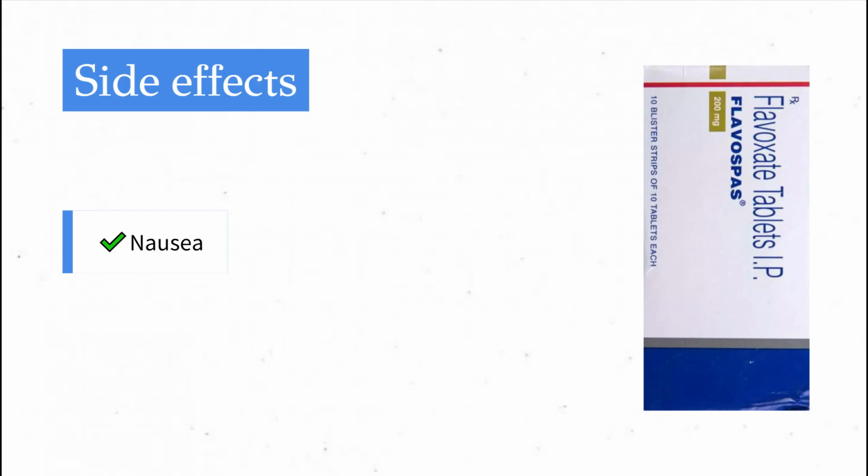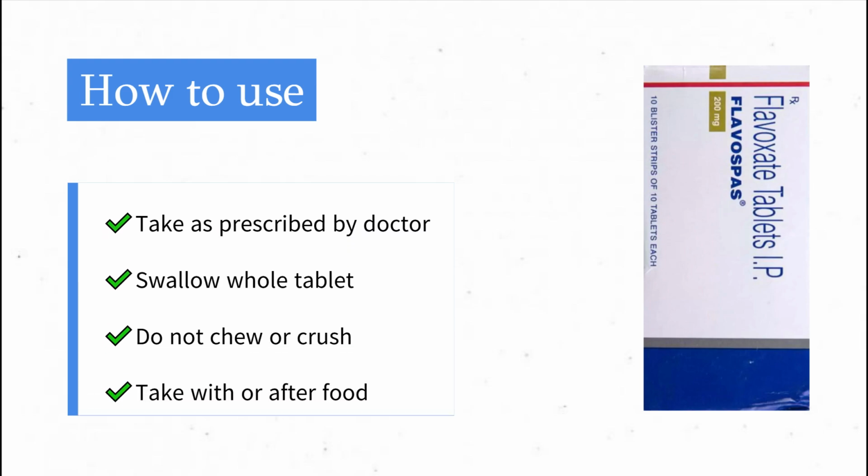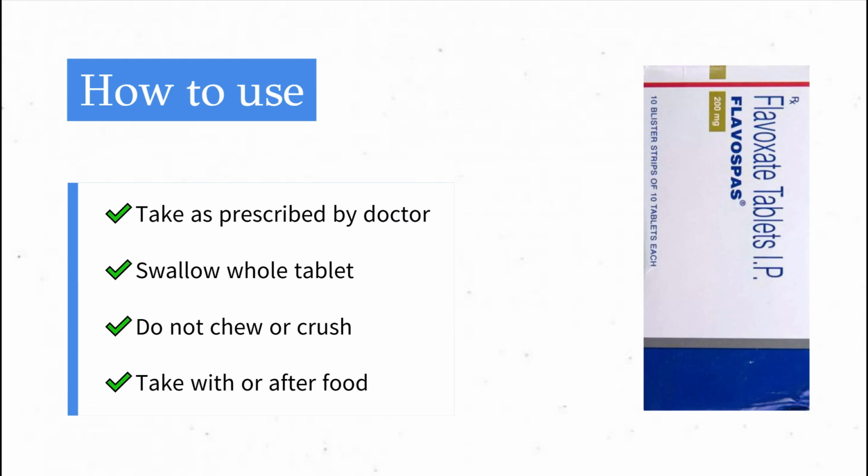A commonly reported side effect is nausea. If this side effect persists or worsens, medical advice should be sought. How to use. Take Flavospas Tablet exactly in the dose and duration advised by your doctor. Swallow the tablet whole. Do not chew, crush, or break it. It should be taken with or after food.